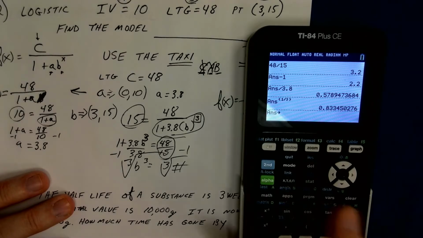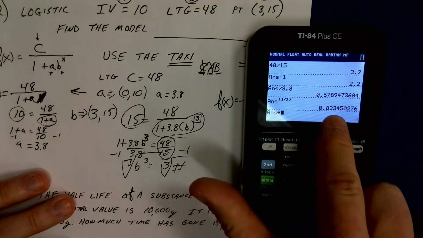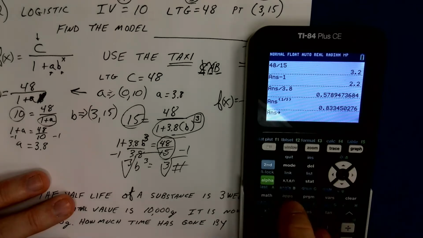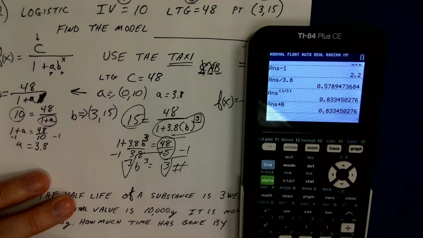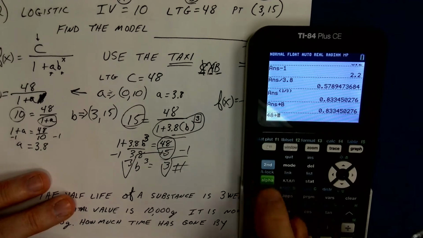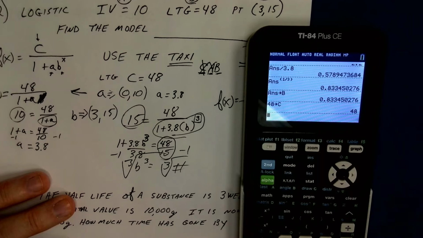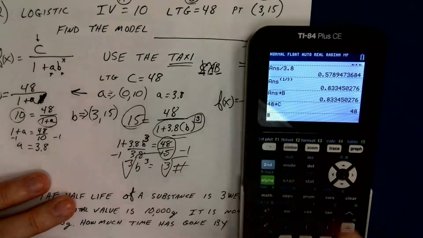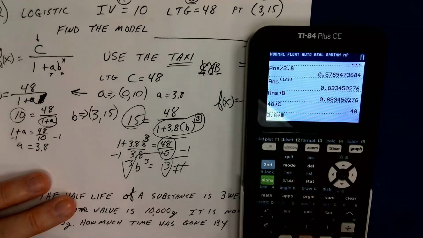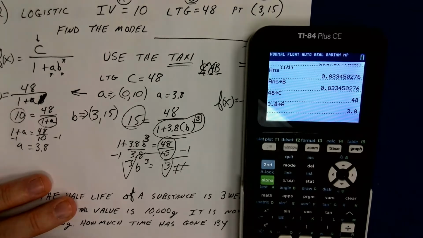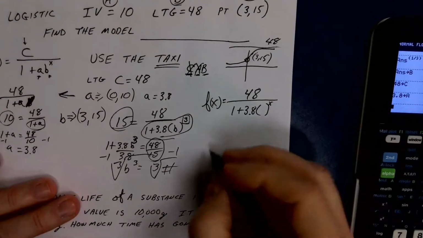So I'm going to store that, and now I'm going to use b, alpha, and the apps sign right there, stored in b. Good deal. And I'm going to go backwards again, and I'm going to even store 48 in C, enter. And my A a little while ago was 3.8, so I'm going to store that in A, alpha A, just like that. So now I've got all three of those things stored.